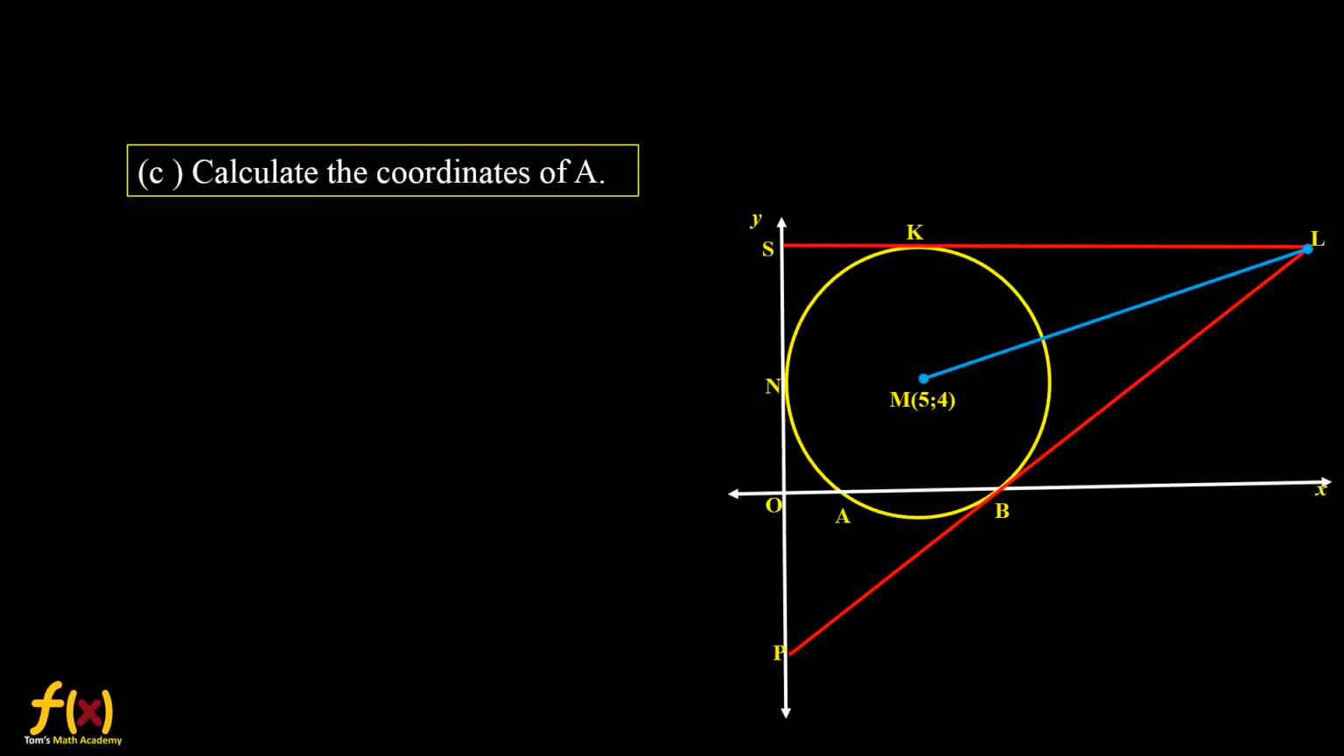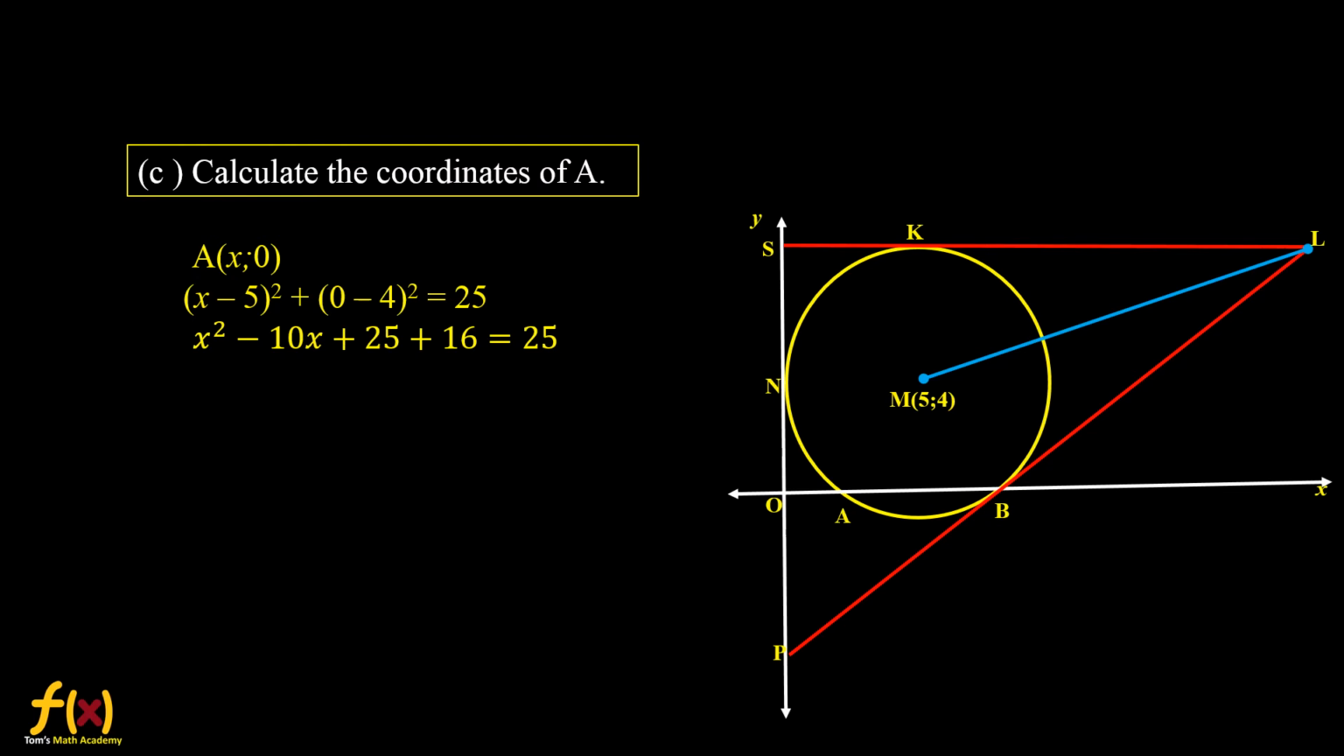Calculate the coordinates of A. We can see that A lies on the circle. MA is a radius. Let us consider A as (x, 0) because A lies on the x-axis. The y-coordinate is 0. Then we use the distance. MA is 5 units, it's a radius. So we are going to use the distance formula here: (x - 5)² + (0 - 4)² = 5², that is 25.